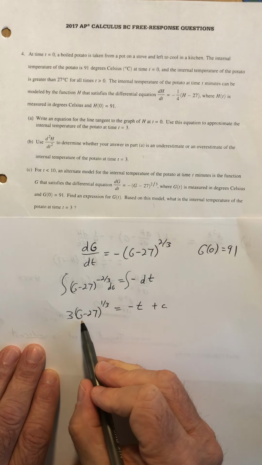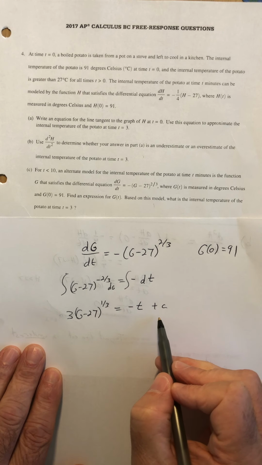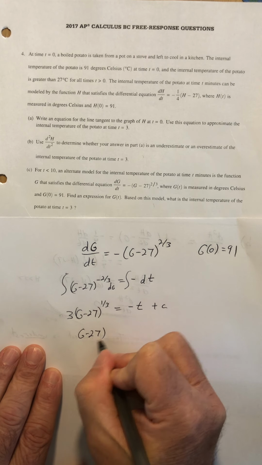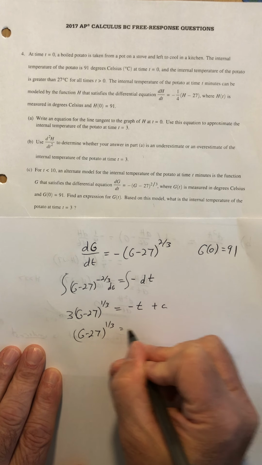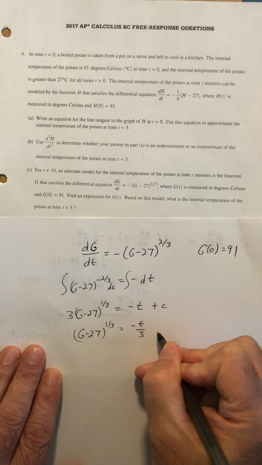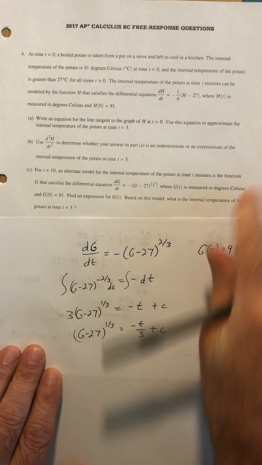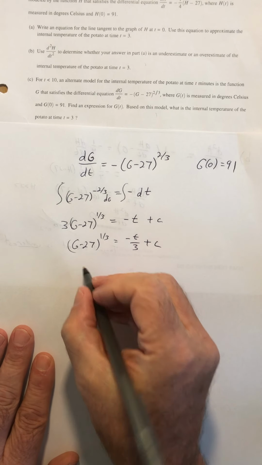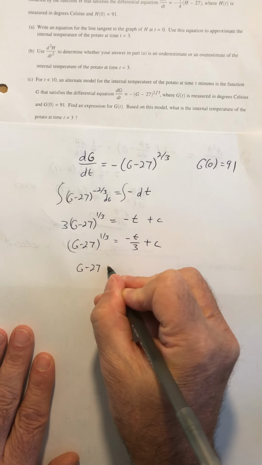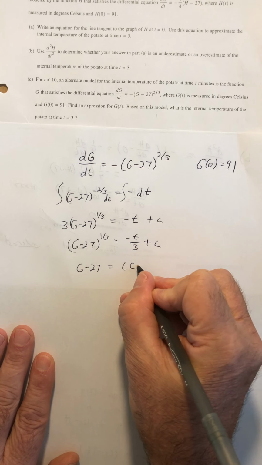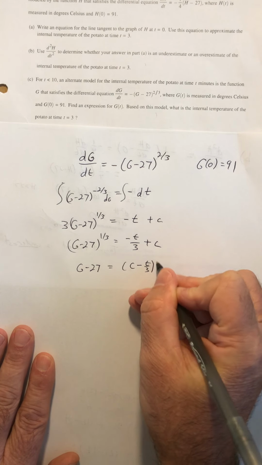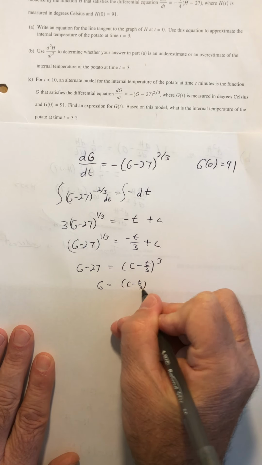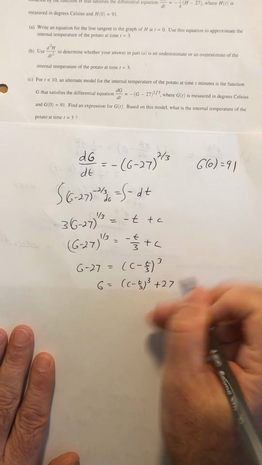And I want to figure out a formula here for g. So I'm going to divide everything by 3. And that gives me negative t over 3. C divided by 3 I can kind of keep as a constant, so that's still just c. I want to cube both sides of this equation, and so I get c minus t over 3 cubed. And then if I add 27, I get c minus t over 3 cubed plus 27.